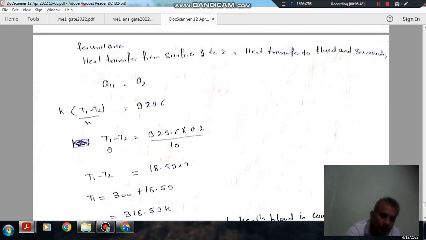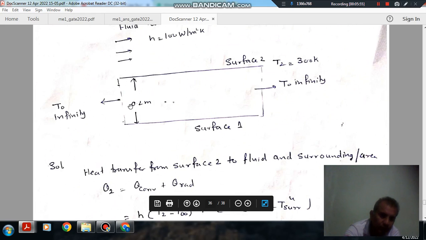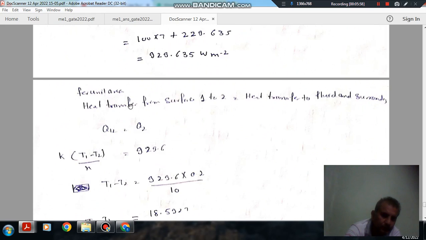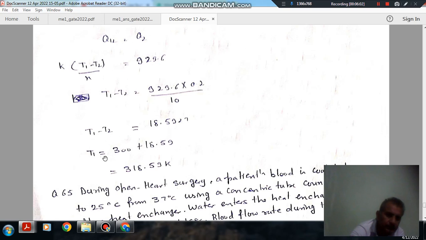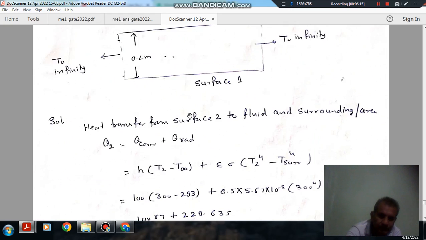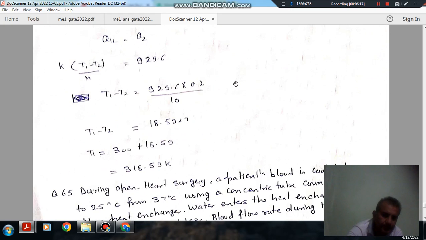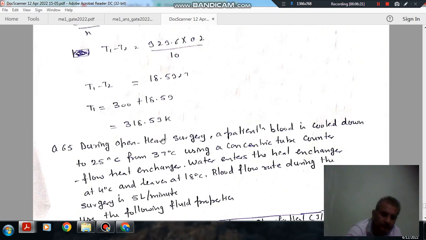So from this we can find out the temperature difference, and X is 0.2 meter. And K is also given, and K is 10. So from this we can find out T1. This is coming out as 18.5, and its temperature is 300. So T1 is 318.59 Kelvin.